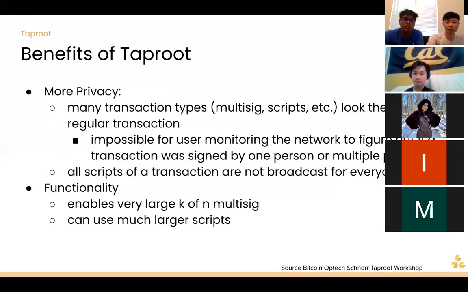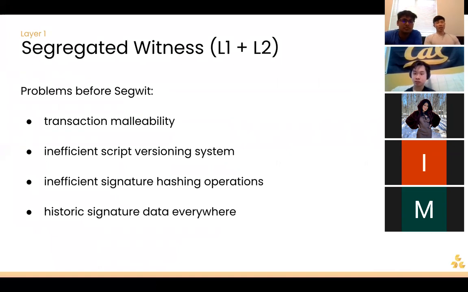Let's go all the way past Taproot. Now we're going to talk about segregated witness. The infamous SegWit. I have here in the header, it's kind of L1 and L2, and you'll understand why by the end of it. But yeah, let's talk about SegWit. So what problems did SegWit solve?